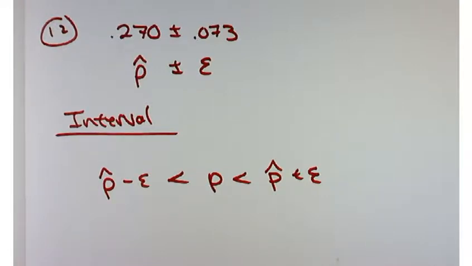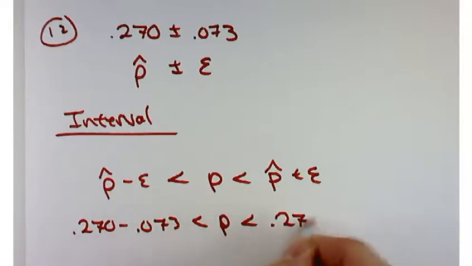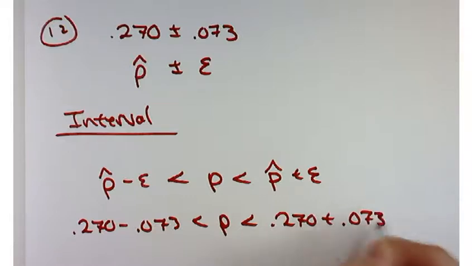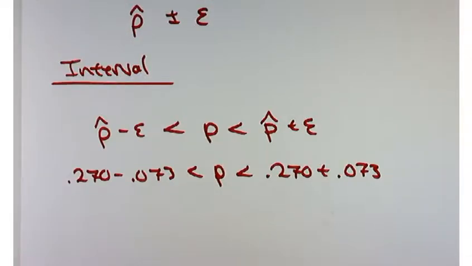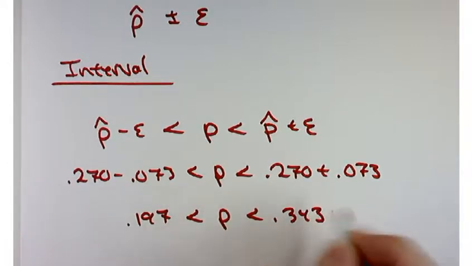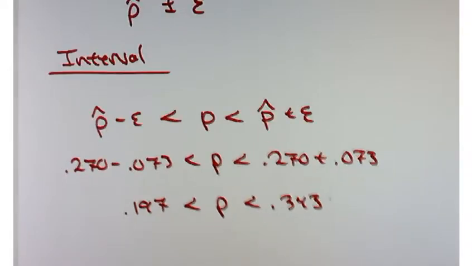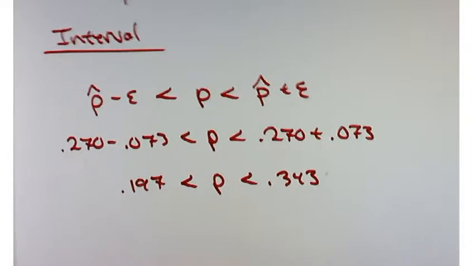So what's that going to look like for this particular example? Well, it'd be 0.270 minus 0.073 is less than p is less than 0.270 plus 0.073. So we're not sure exactly where the true proportion of blue M&Ms is, but it's somewhere between 0.197 and 0.343. So about 20% and 34.3%. Somewhere in there is where we think the true proportion of blue M&Ms is.